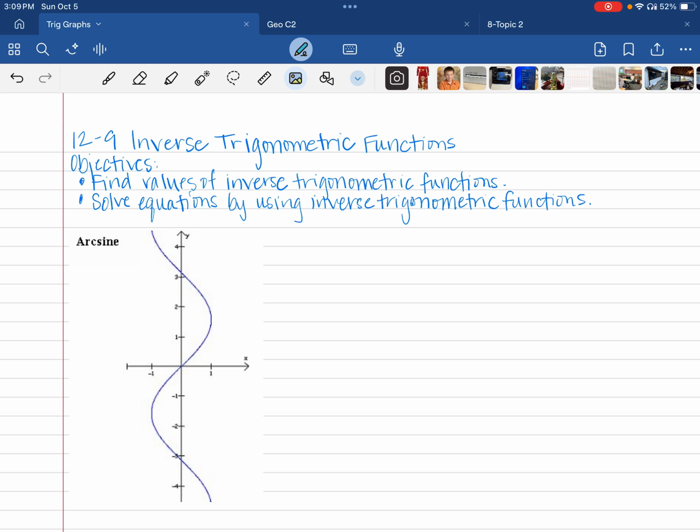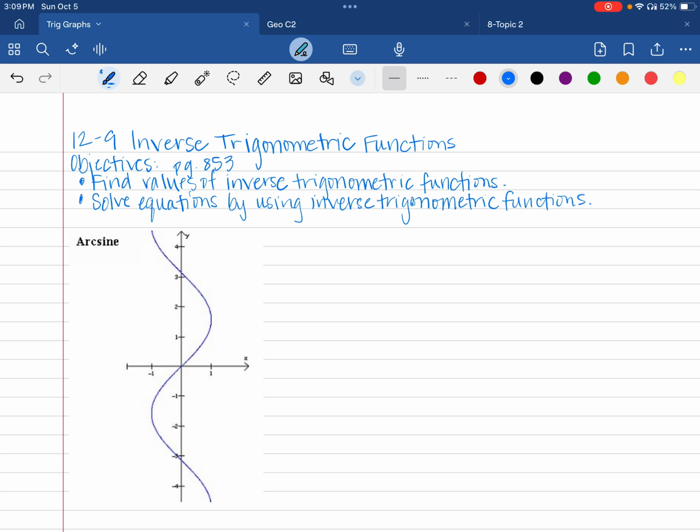Your objectives are found on page 853. You could go ahead and pause the video and copy these down. I'm going to assume that's what you're doing, and I'm going to continue on anyway.